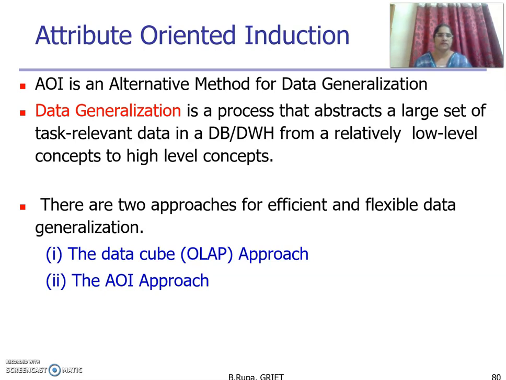There are two approaches for efficient and flexible data generalization. One is the data cube, that means the OLAP approach. The second one is the attribute-oriented induction approach. We already discussed the OLAP approach in the last video: OLAP operations such as slice, dice, roll up, drill down, and some of the materialization concepts for data cube. These all come under the data cube approach. Now we will discuss the attribute-oriented induction approach for data generalization.